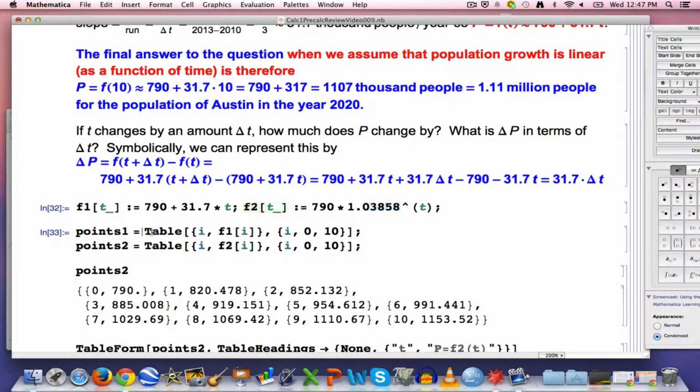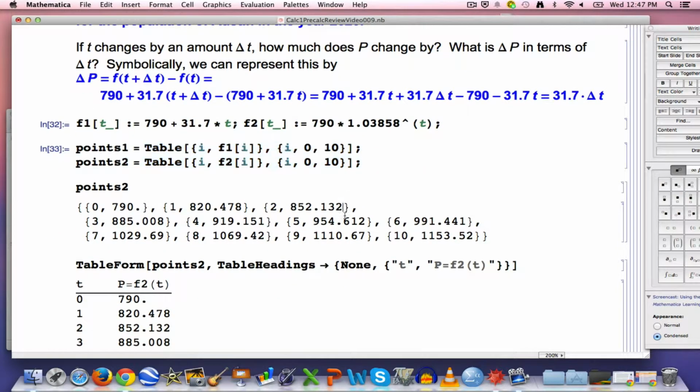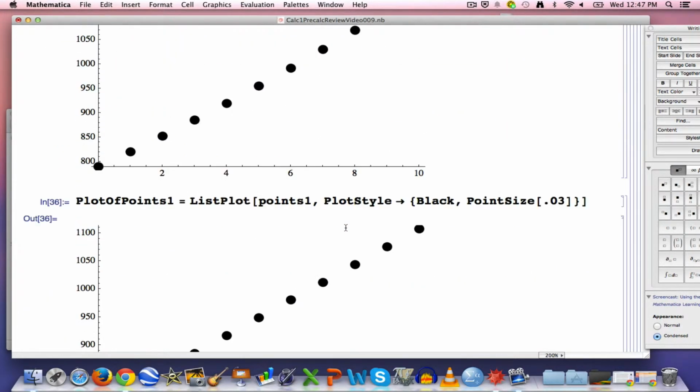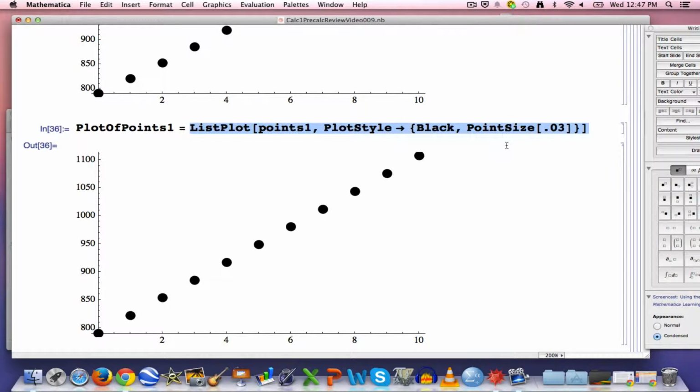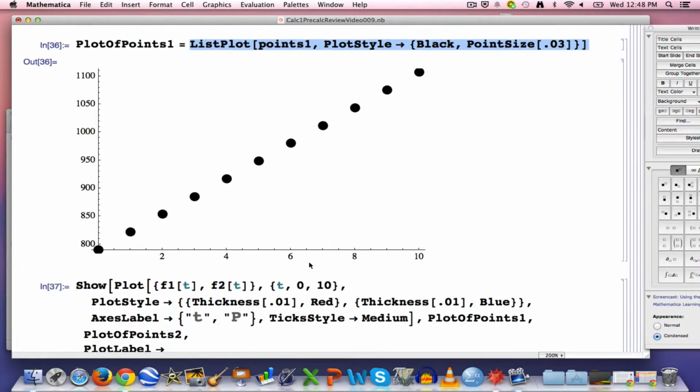I used the Table command in a couple spots to create lists of points, one of which you see right here. I used ListPlot down here in this kind of way to create plots of those points, and then I can use a command called Show to combine those plots with regular plots in the way I'm going to show you here right now.